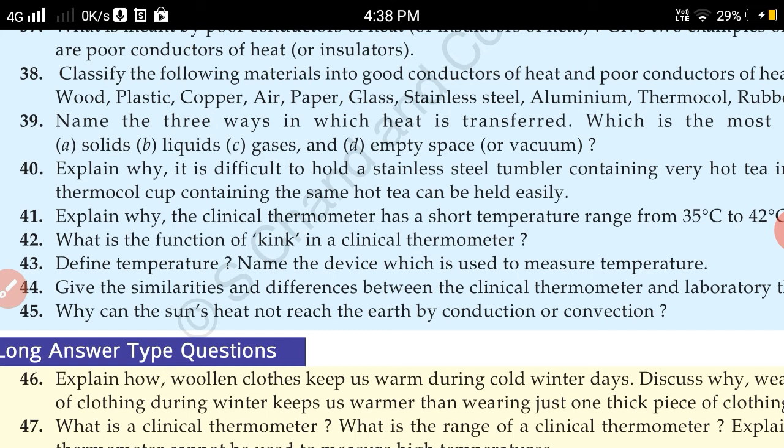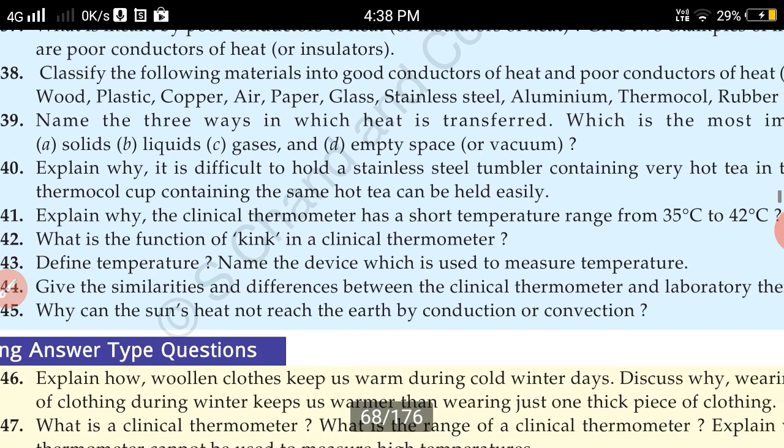Now we come to question number 45. Why can the sun's heat not reach the earth by conduction or convection? Students, as we know, the sun's heat reaches the earth by the radiation process, as the radiation process does not need any material medium to move, whereas conduction needs a solid and convection needs a liquid medium to move through.